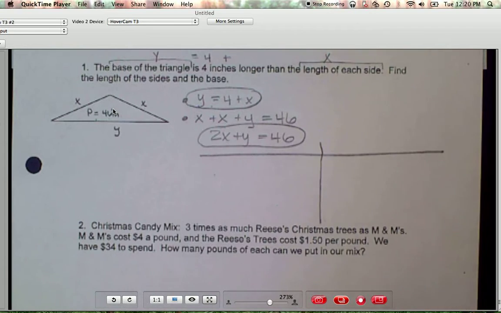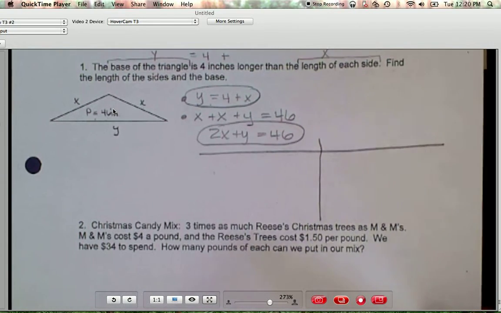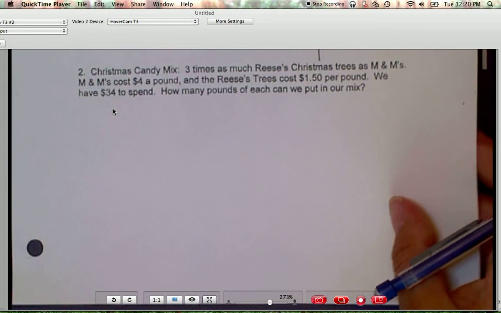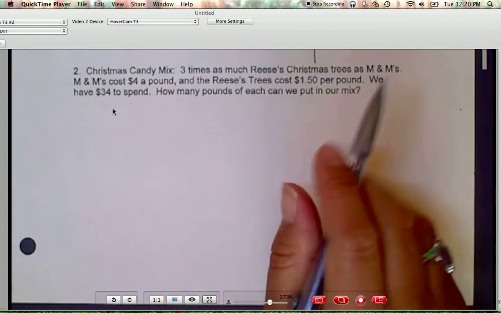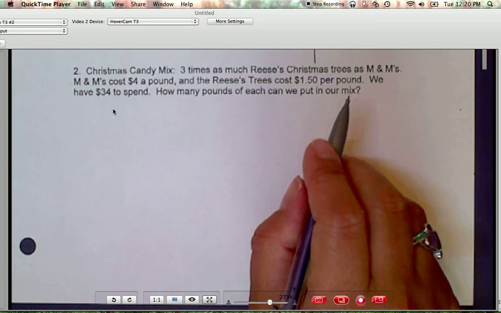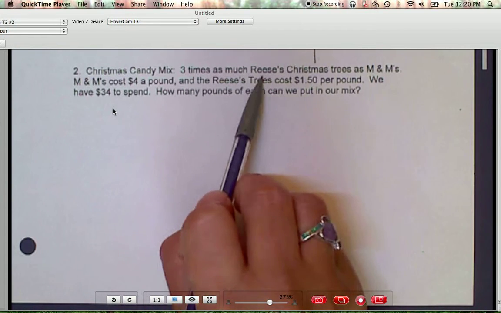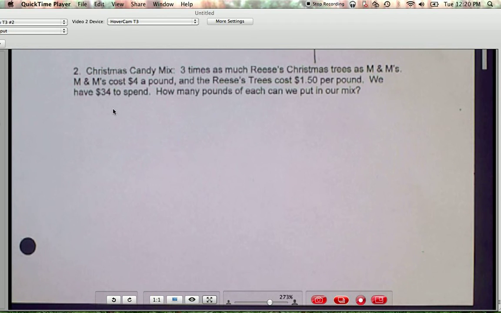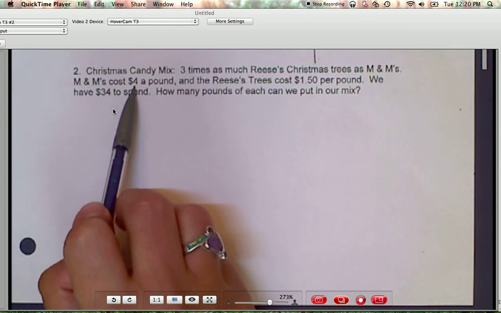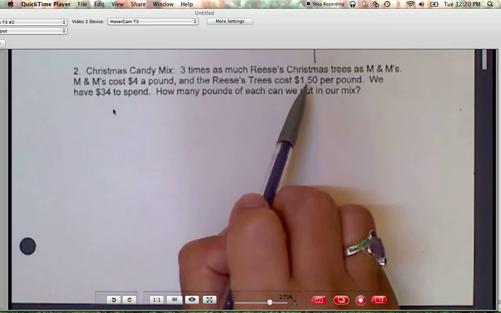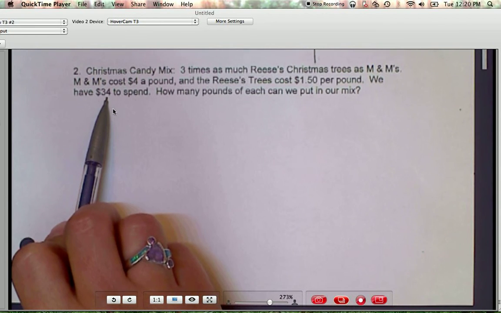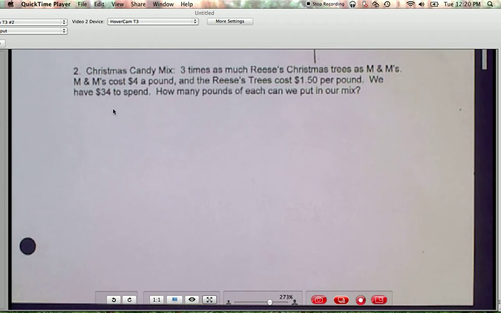Okay, I'm going to help you get these started today, and then you're going to finish them and bring them to class tomorrow. Number 3. We are making a Christmas candy mix. It says 3 times as much Reese's Christmas trees as M&Ms are in our mix. Okay, M&Ms cost $4 a pound. Reese's trees cost $1.50 per pound, and we have $34 to spend. How many pounds of each can we put in our mix?